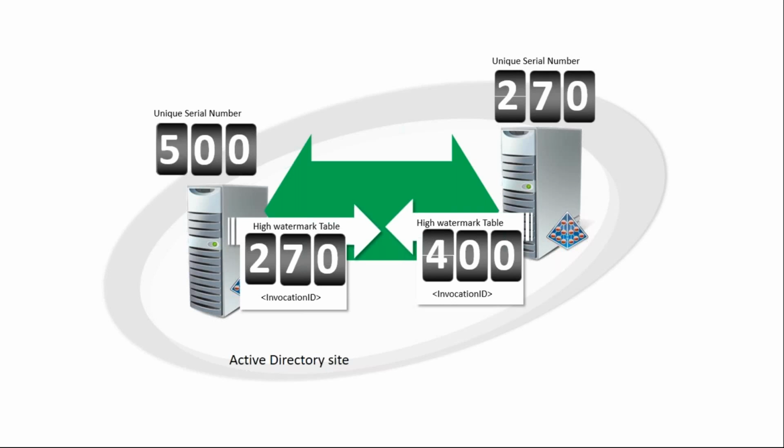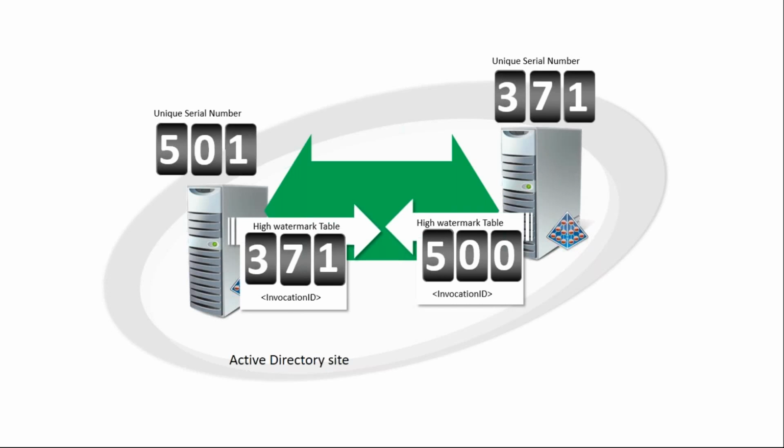Now, when I create 100 objects on the domain controller on the left, and I replicate those over, then the unique serial number on the domain controller on the right is going to increase by 100, and the high watermark table is going to reflect that for the last replication, I saw a USN for the domain controller on the left that is 500. No worries. They will work as designed. Now, if you create another object on the domain controller on the right and replicate that back, then the domain controller on the left is going to see that and increase its USN for the right and increase the high watermark table again for the domain controller. So you will see that this is an ongoing process.